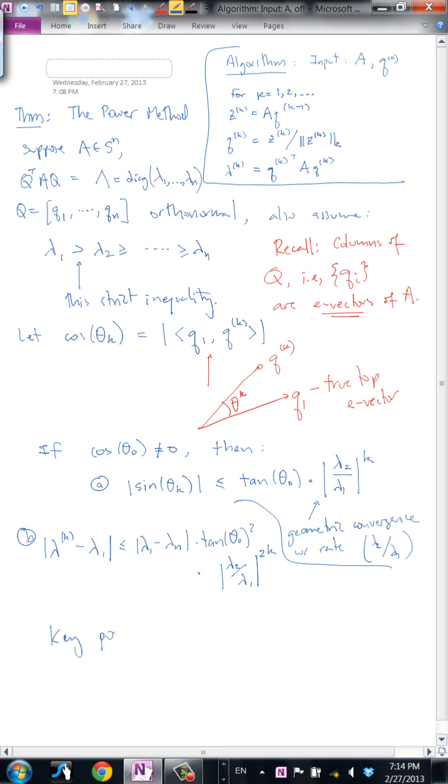So the key points, again in summary, are first that the initialization vector cannot be perpendicular to q1, and this will never happen as long as we choose the initialization vector q of 0 randomly. And secondly, the second key point is that the convergence is linear, also called geometric.